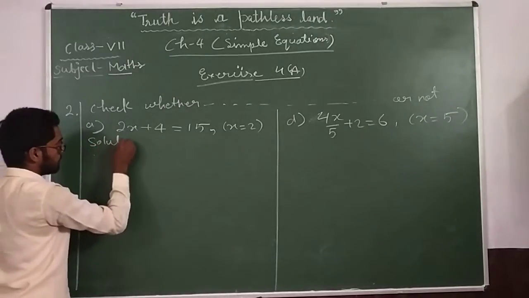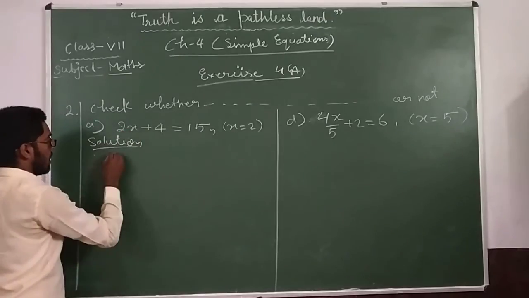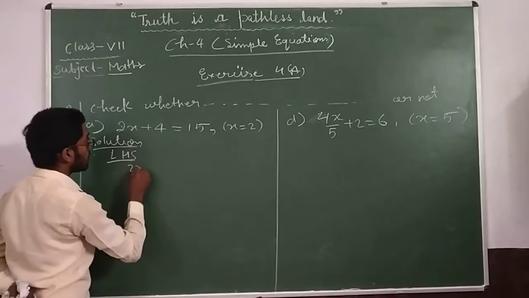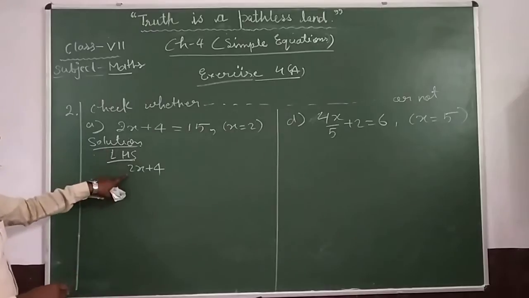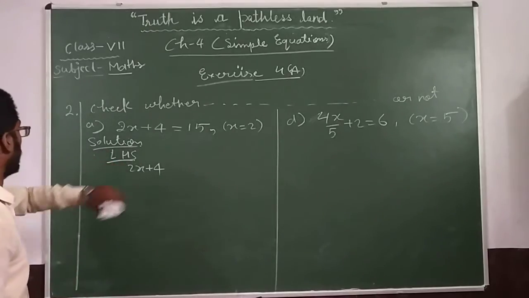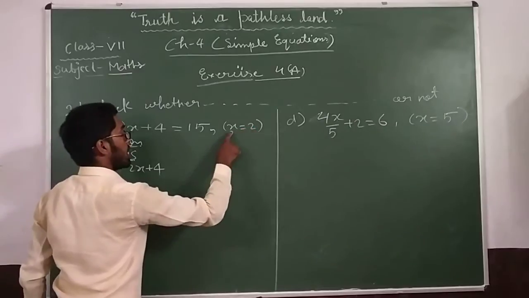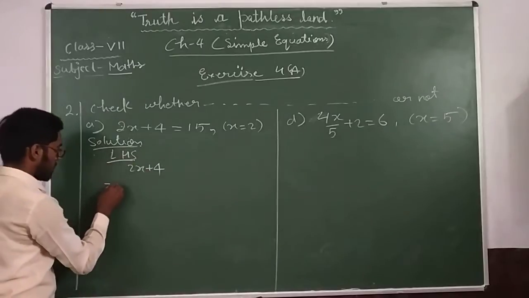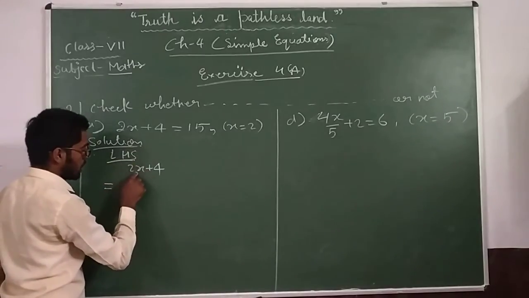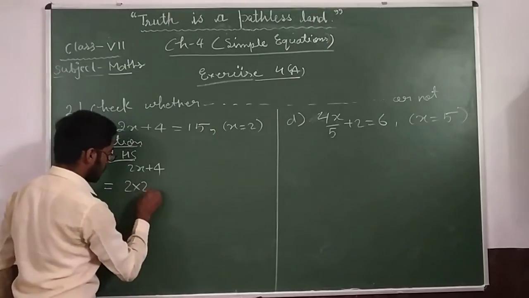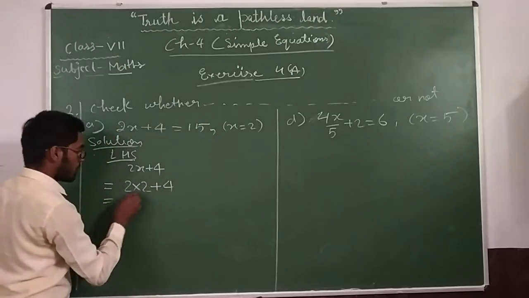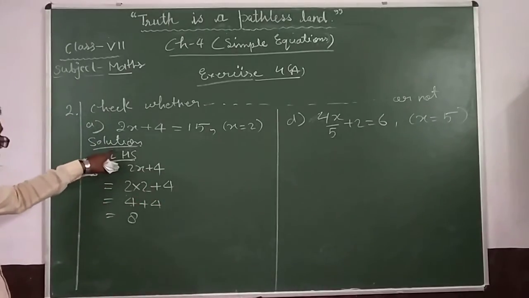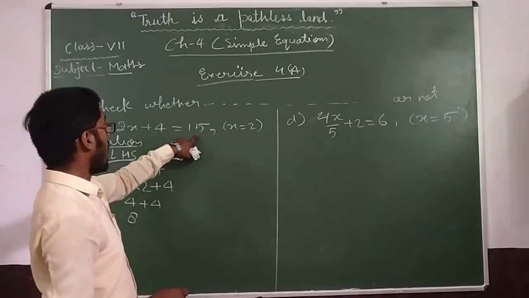First, the solution. Take LHS. LHS is 2x plus 4. Only write LHS, because we are going to solve only LHS. Now put the value of x. x is equal to 2. Where x is written, you will write the value of x. So 2 into 2 plus 4. 2 twos are 4, plus 4, is 8. Now your solution of LHS is 8, and here RHS is 15.